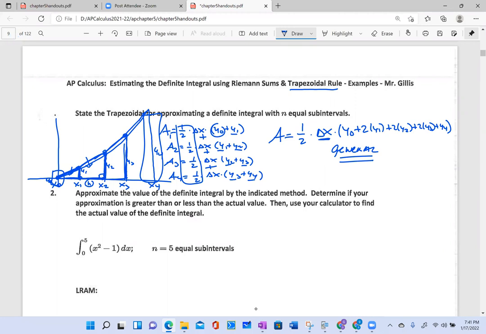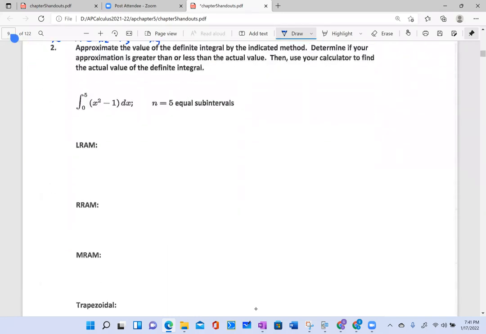y sub 2 is a base to this trapezoid as well as this trapezoid. And y sub 3 is a base to this trapezoid here as well as this trapezoid. So that's why we have the y's being all doubled in the middle and only one y on the ends. But don't feel the need to memorize that because most often you just do the area of each trapezoid and add them up.